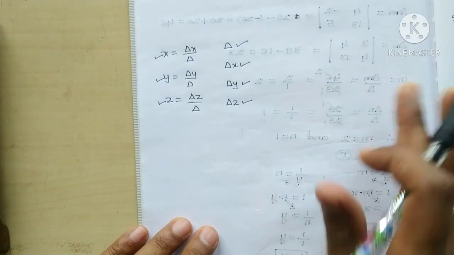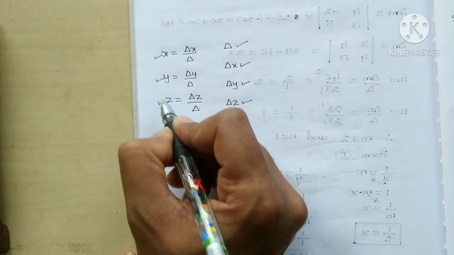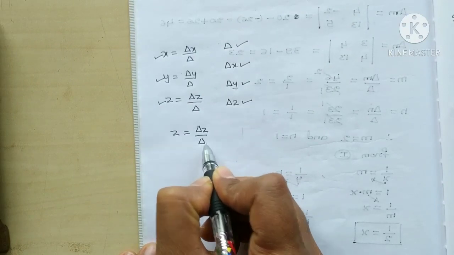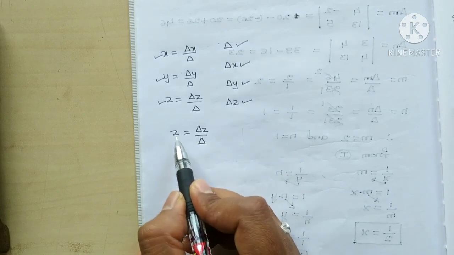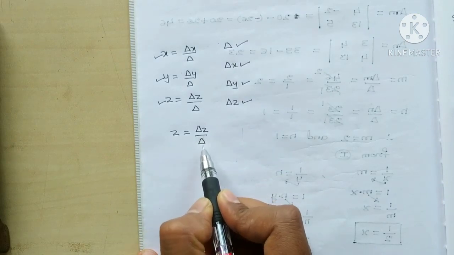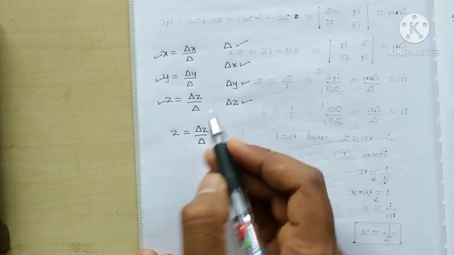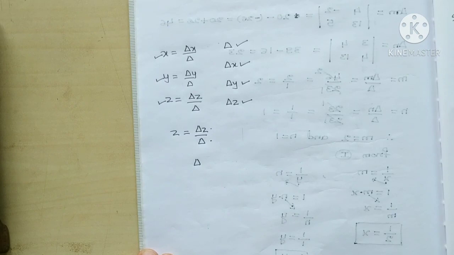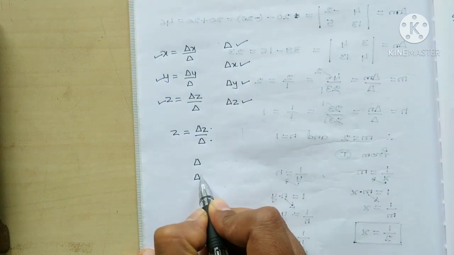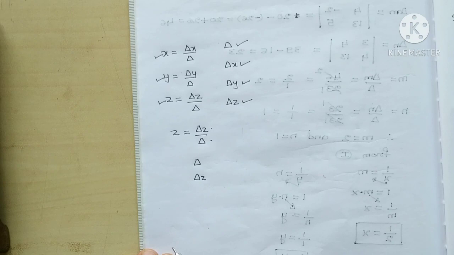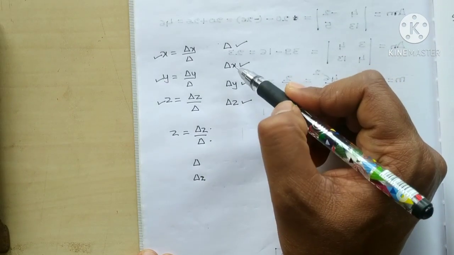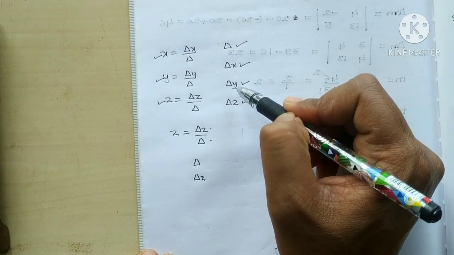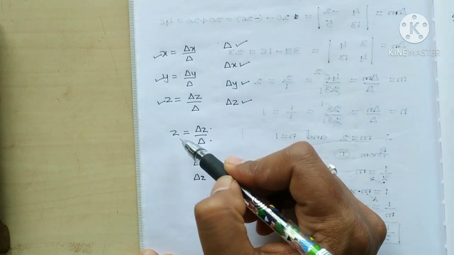See, if you want to solve for z value, what is the z formula? Z is equal to delta z divided by delta. Correct? So the z formula is delta z divided by delta. To find out z value, only two values are required. First one, you need to find out delta value. Second one, you need to find out which value here?